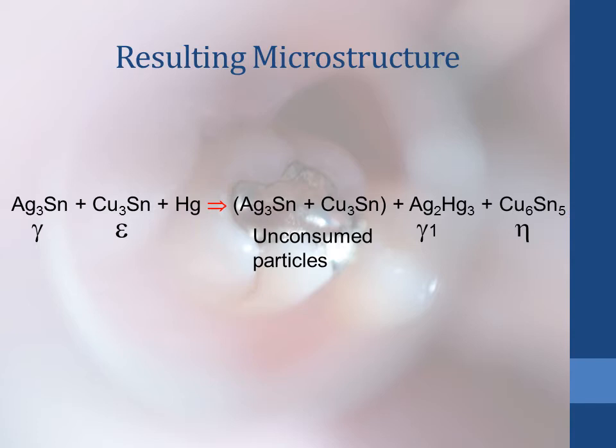So gamma reacts with epsilon, which is Cu3Sn, and mercury to give unconsumed particles, which is a mixture of Ag3Sn and Cu3Sn, which was epsilon, and finally gamma 1 and eta. So eta is formed again in the final resulting microstructure, and in books you will find that for the spherical or the unique single composition high copper alloy, there are two reactions, and it is best to remember both of them, but I have simplified it and just written the final reaction in which epsilon is converted into eta phase.